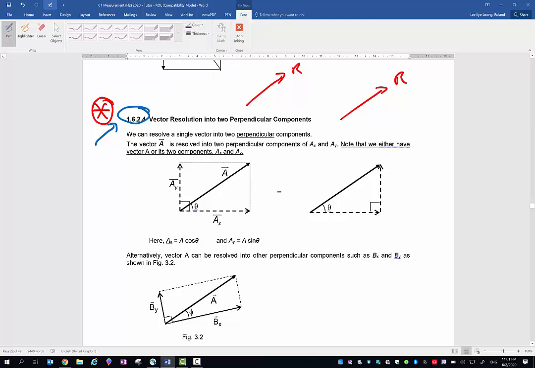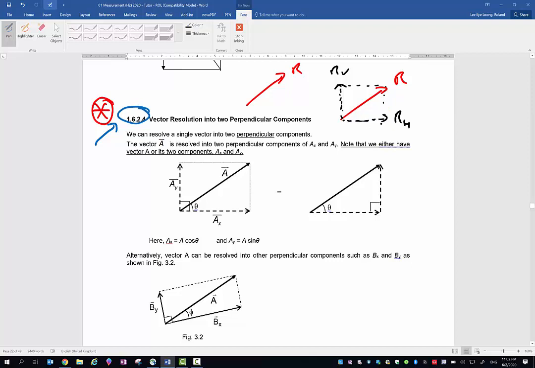So in this case, I can always resolve it into a horizontal component and a vertical component. I call these R horizontal and R vertical. You can see this red line is of this length. The vertical length of this red line is equal to this vertical, the same height. And the horizontal length of this red one is equal to this horizontal component, the same length.